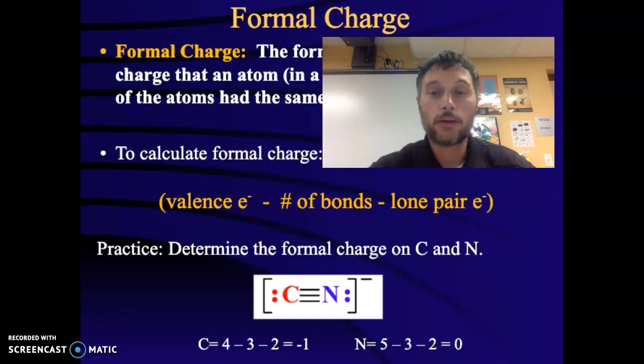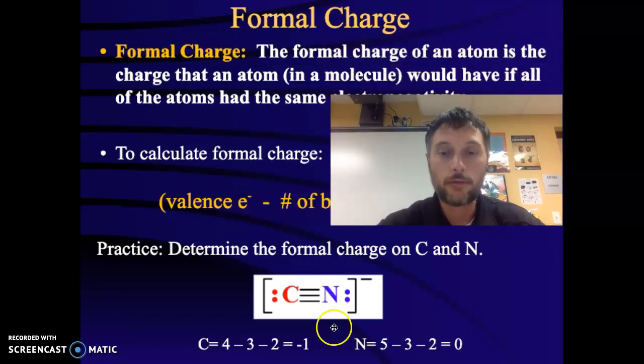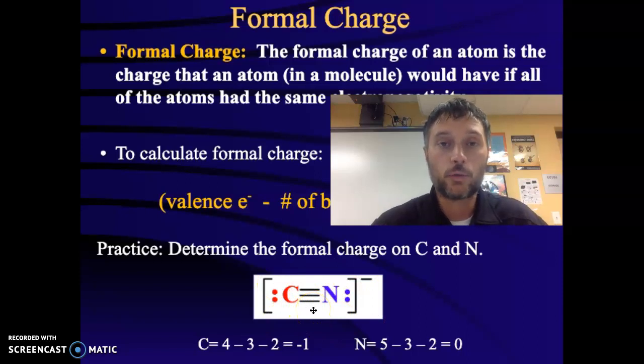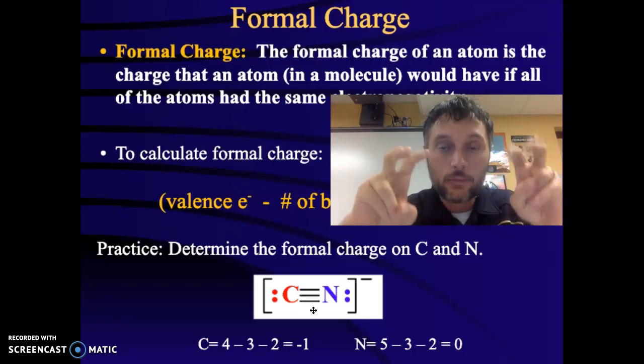So that should help us figure out which structure is best. This is only one resonance structure, but if we had two resonance structures, we could compare those formal charges, and that tells us which one should be the right resonance structure.